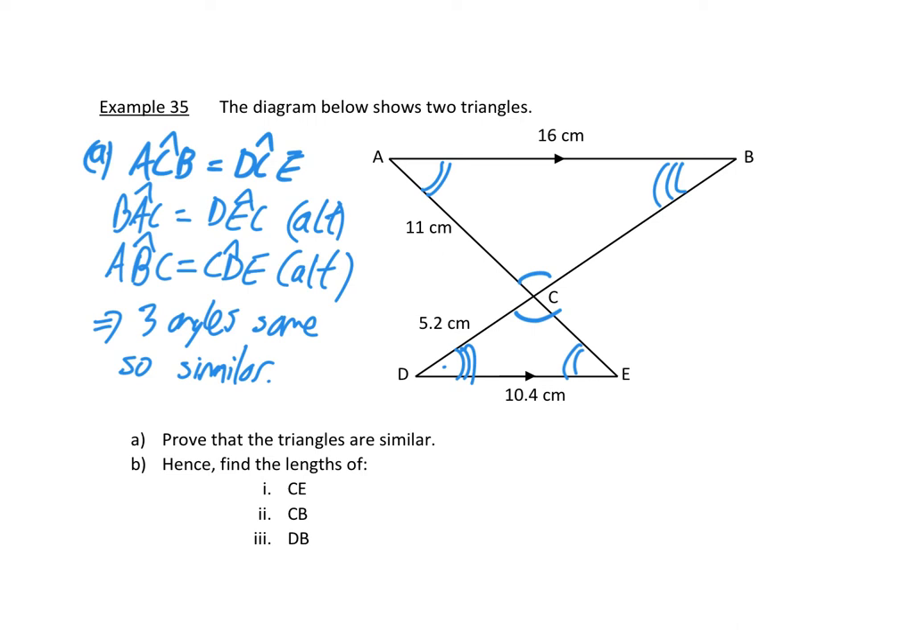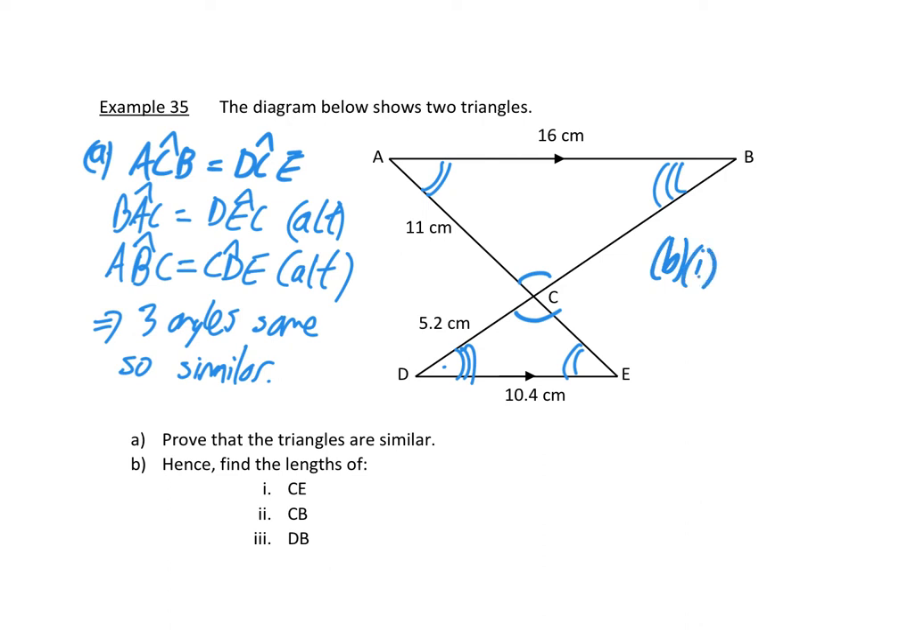Next part says, hence find the lengths of CE, CB, and DB. Now we wouldn't have been able to do this had we not known that these triangles were similar. So because they are similar, we can work through this. So I'll do B part 1 over here.